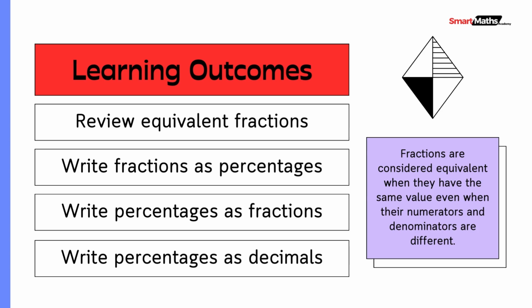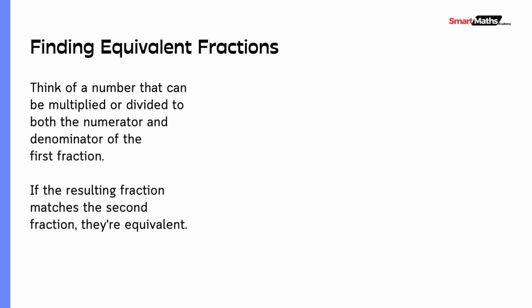Now, before we go into that, fractions are considered equivalent when they have the same value, while their numerators and denominators are different. Before we go into conversion, we need to check how to find equivalent fractions. We have done it before, but we still want to look at that. So think of a number that can be multiplied or divided to both the numerator and denominator of the first fraction. If the resulting fraction matches the second fraction, then they are equivalent.